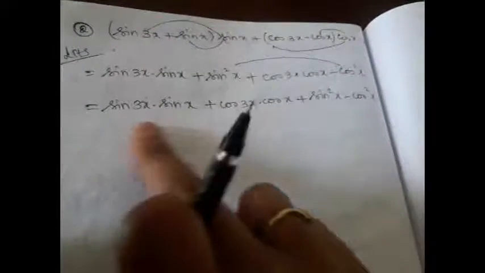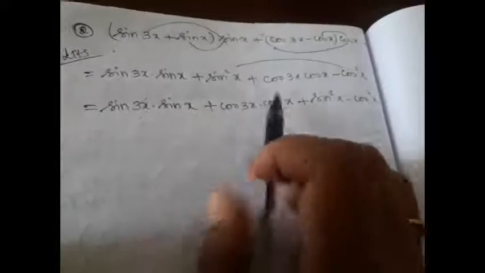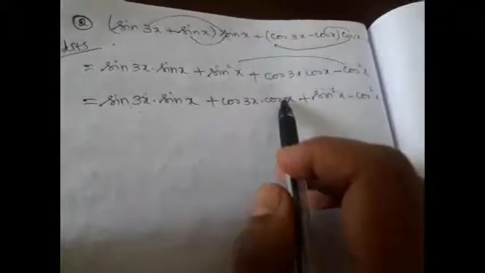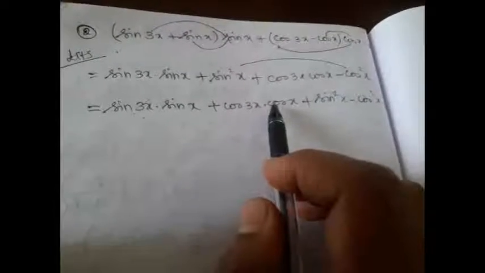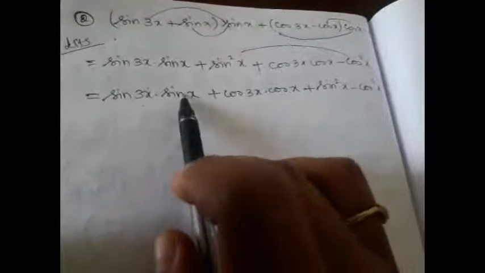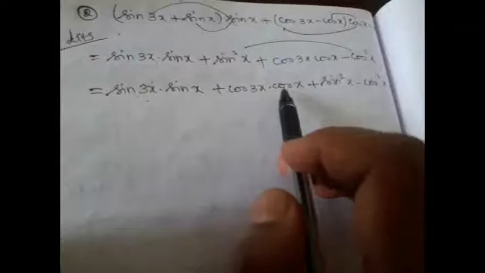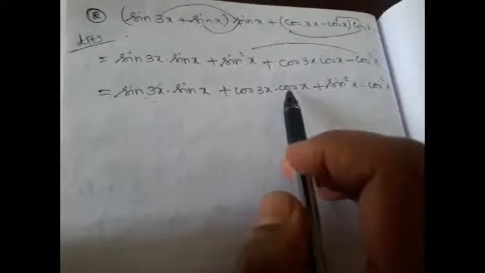So we need to take minus one common here, then only it will become cos square x minus sin square x. And when you analyze these four terms, sin 3x, cos 3x, sin x, sin x, the angle remains the same, but only the trigonometric ratio differs. So how can you read this? Sin a sin b plus cos a cos b, or else sin x sin y plus cos x cos y, which is nothing but cos a minus b, right?